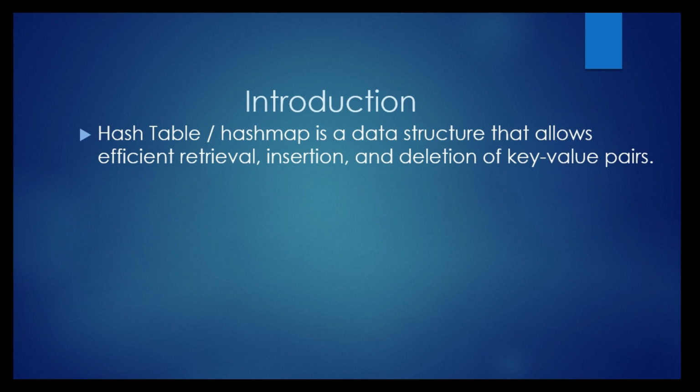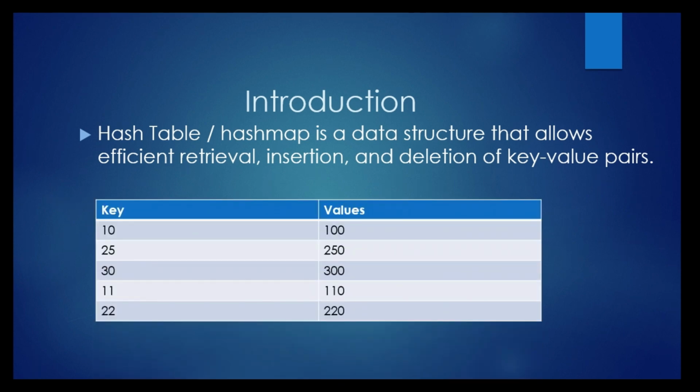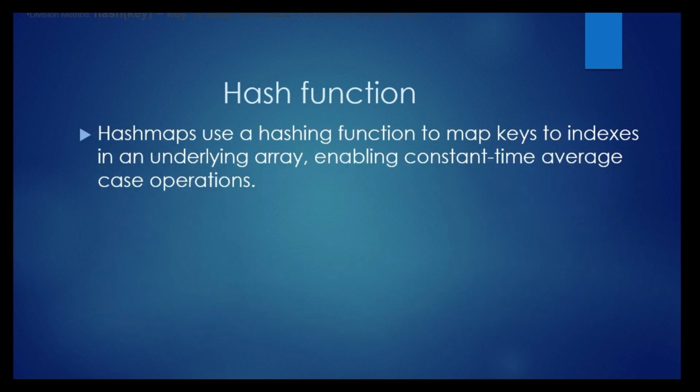What is a key value pair? I've provided examples of key value pairs in this video. For example, the first key value pair we have, our key is 10 and our value is 100. The main characteristic of a hashmap is that it uses a hash function. Hashmaps use a hashing function to map keys to indices in an underlying array, enabling constant time average case operations.